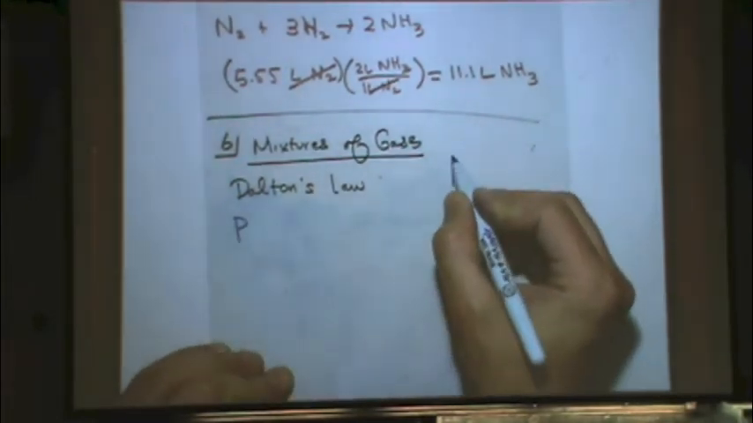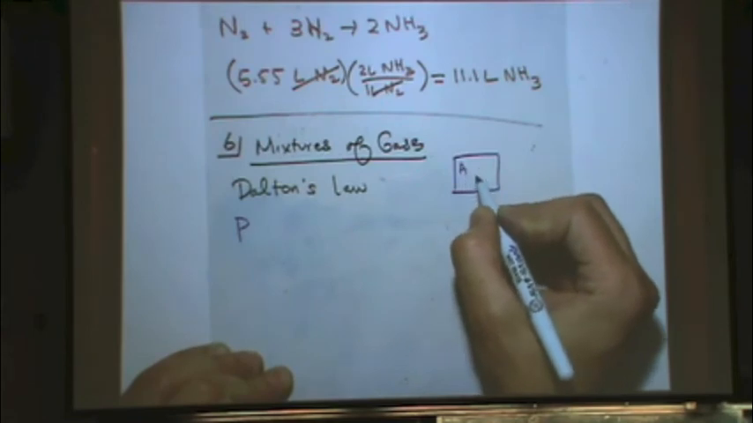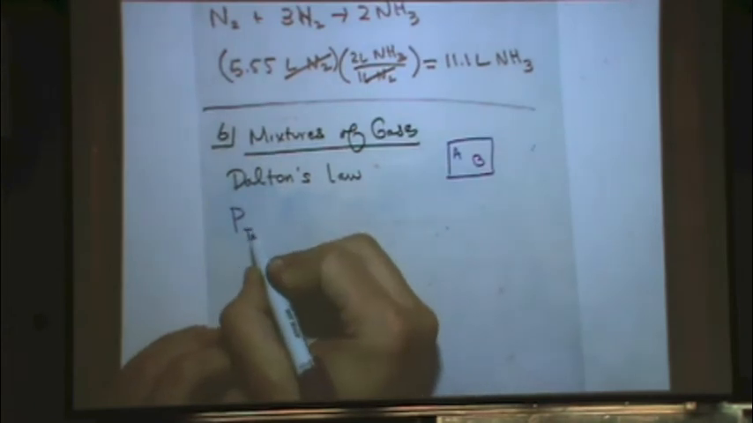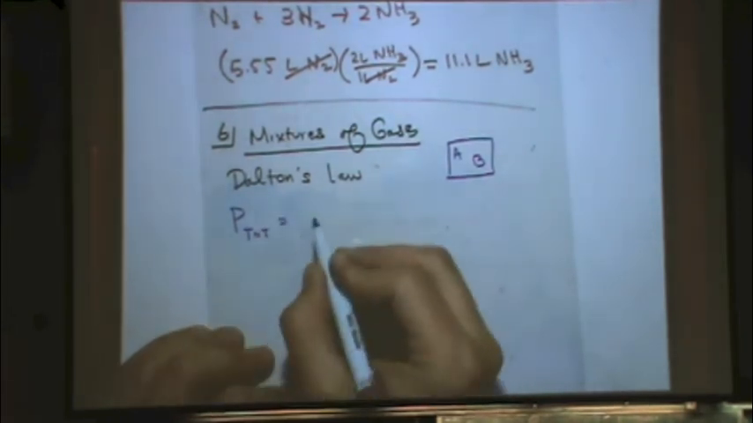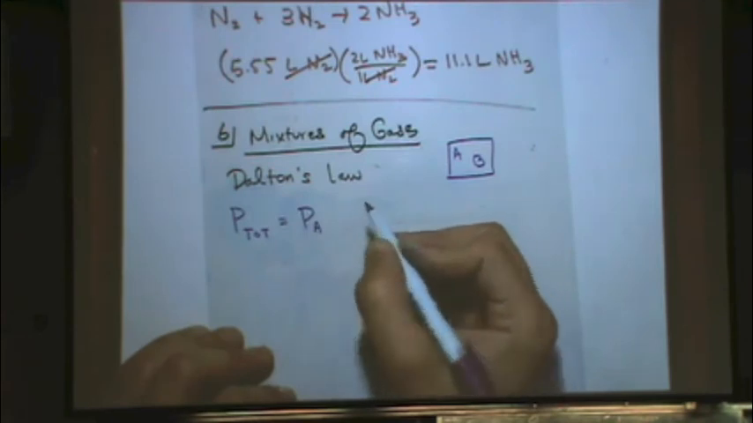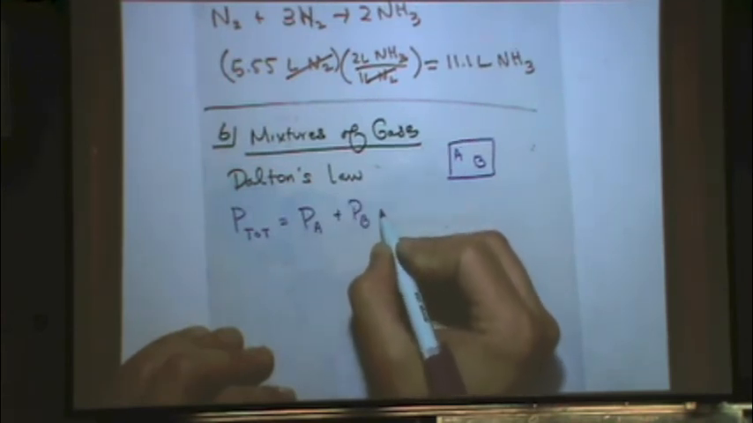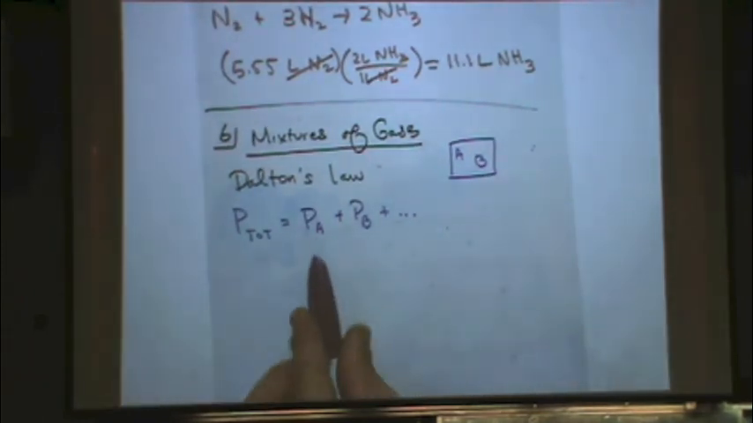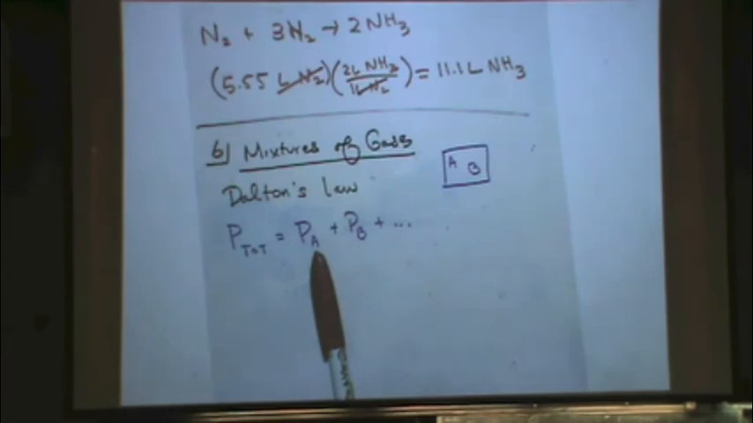Let's say you have a container, and in the container there's gas A, there's gas B, there might even be gas C, all kinds of gases in your container. You would say that the total pressure in that container is equal to the pressure exerted by A, plus the pressure exerted by B, plus the pressure exerted by C, etc. These pressures on the right-hand side are specifically called partial pressures that each contribute to a total pressure. So it's the partial pressure of A, the partial pressure of B, etc. So the sum of the partial pressures equals the total pressure.